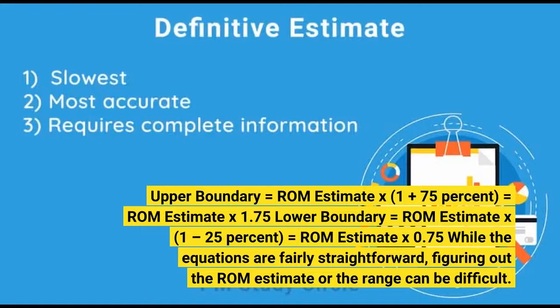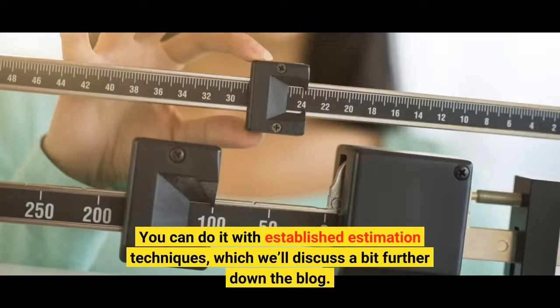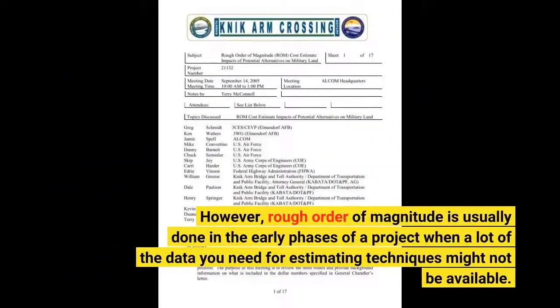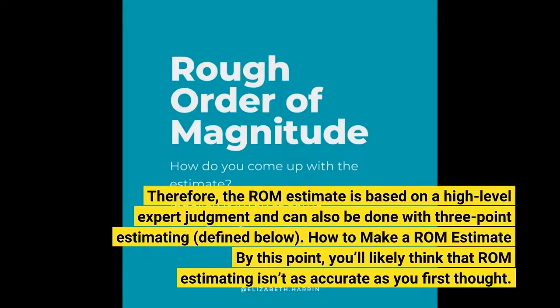While the equations are fairly straightforward, figuring out the ROM estimate or the range can be difficult. You can do it with established estimation techniques, which we'll discuss a bit further down the blog. However, rough order of magnitude is usually done in the early phases of a project when a lot of the data you need for estimating techniques might not be available. Therefore, the ROM estimate is based on a high-level expert judgment and can also be done with three-point estimating, defined below.